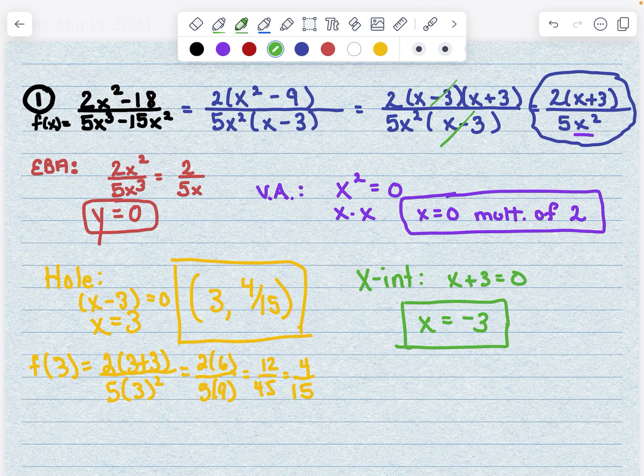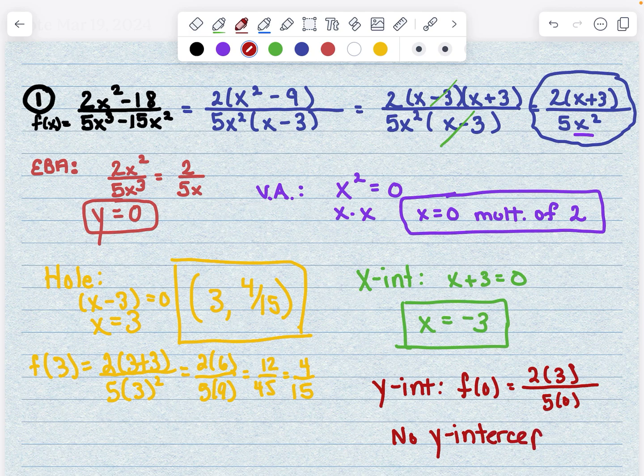And then we have the y-intercept, and the y-intercept is always found by plugging in 0. You can plug it into the original, or you can plug it into the simplified. So I will do that. We are going to have 2 times 0 plus 3. Oh, sorry, yeah, 0 plus 3 is 3. And then 5 times 0. And we can't have a 0 in the denominator. So we do not have a y-intercept.